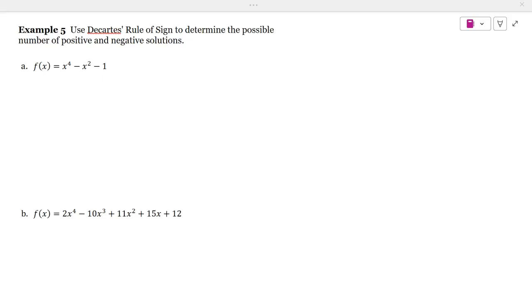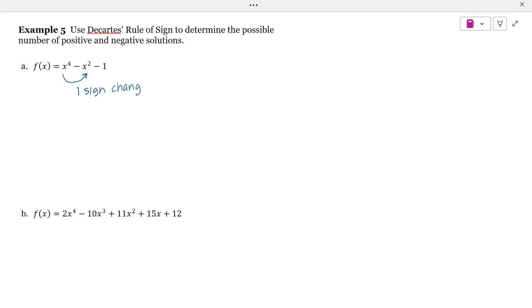more quickly. So Descartes' rule of signs says that we can look at the sign changes between the different terms in the polynomial to determine possible positive and negative solutions. In example A, I can see that there's a sign change between the first and second term. The first term is positive and the second term is negative, so I only have one sign change.